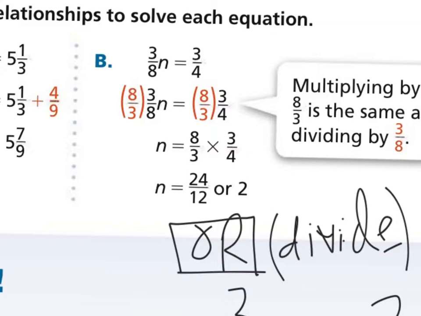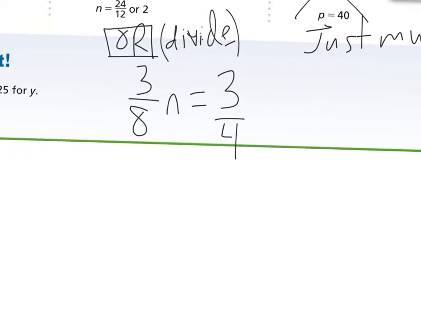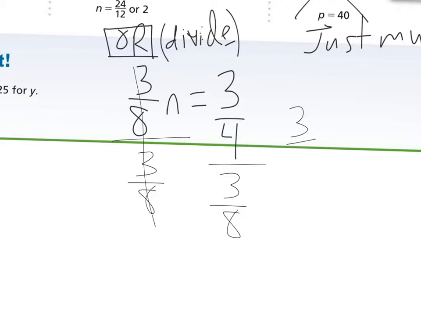If you don't want to think about a different way of doing the problem, you could say that the n is being multiplied by 3 eighths, and we could divide. So you could just say they're multiplying by 3 eighths, we'll divide by 3 eighths on both sides. Opposite operation like we've been talking about. And then remember, for division it's just keep, change, reciprocal to work that out. So we keep our first fraction.